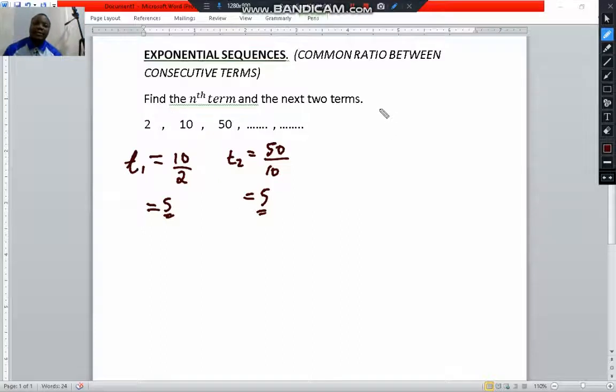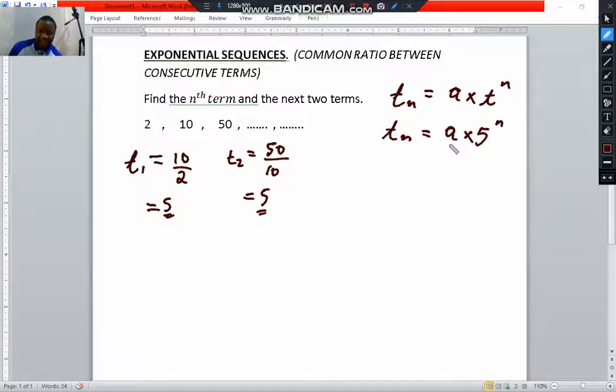And then right away, if you've been making notes, you know that an exponential sequence has its nth term equal to a times t to the power of n, where t is the common ratio. So this formula now takes this shape: a times, now our t is the 5, so it's going to be 5 to the power of n, and then we put our tn there. Now the idea is to find what our a, which is a constant, is.